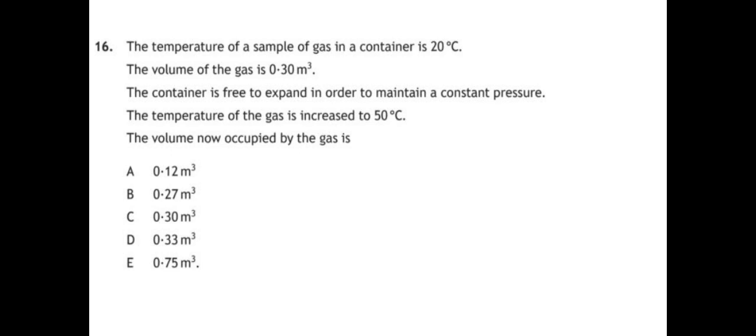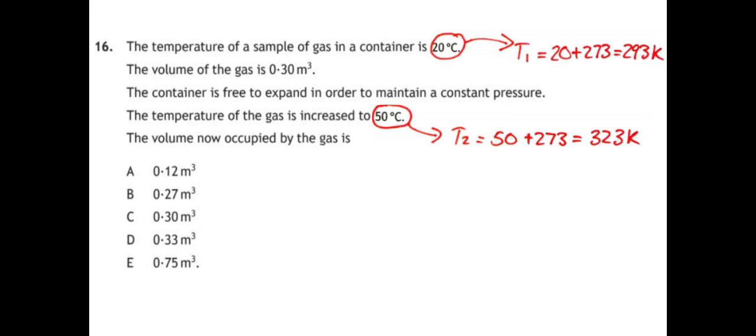So, what we need to notice is that the two temperatures that were given are in degrees Celsius. When dealing with this sort of question, a gas laws question, we always have to be working in Kelvin. So we're going to convert our 20 degrees Celsius by adding 273 to give it 293 Kelvin. And we're going to convert our 50 degrees Celsius into Kelvin by adding 273, which gives us 323 Kelvin.